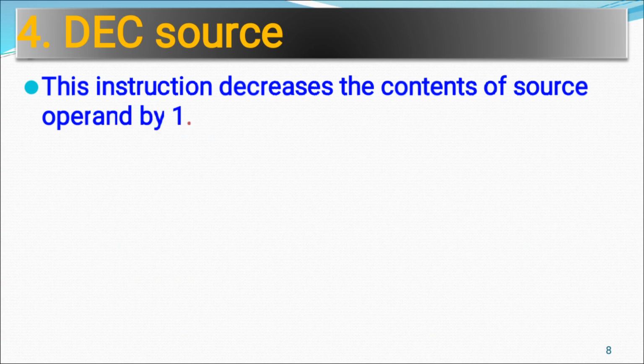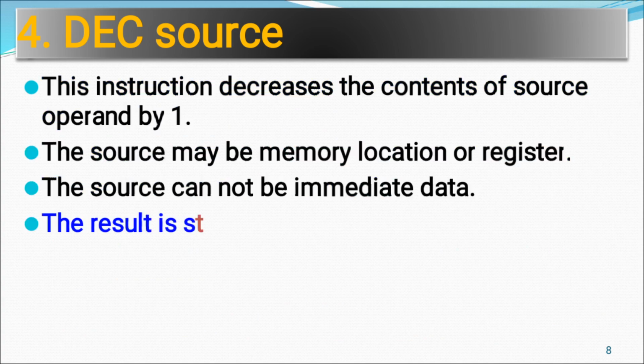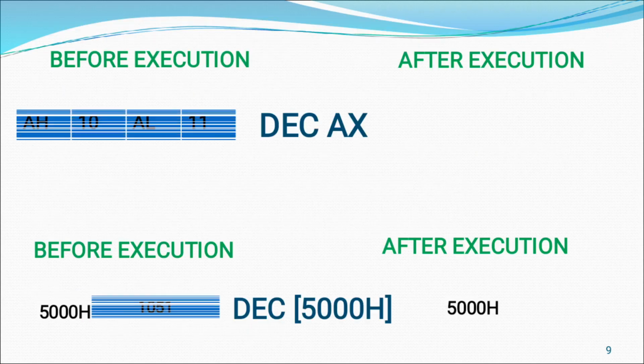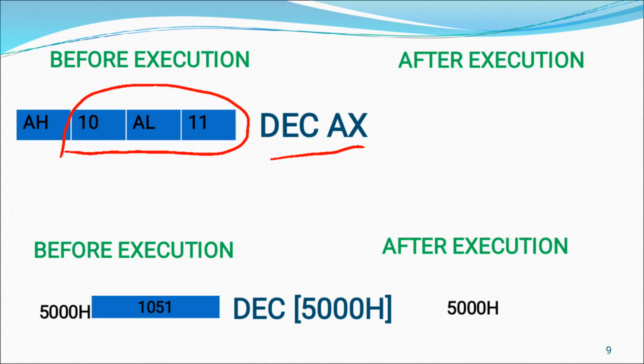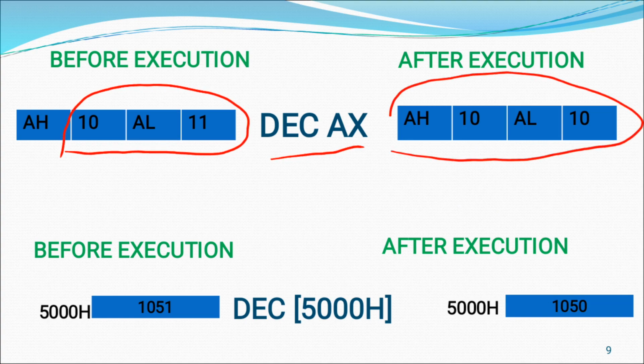Next one is the decrement instruction. The decrement instruction subtracts 1 from the content of AX or some memory location. Let us say this example, DEC AX. Before the execution, the content of AX will be 1011. After the execution of this instruction, the content of AX will be 1010, because if we subtract 1 from 1011, it gives 1010.